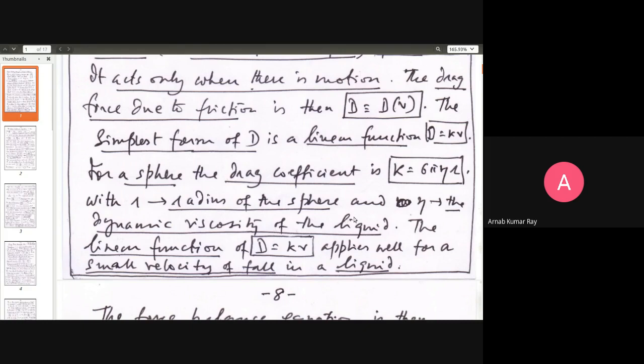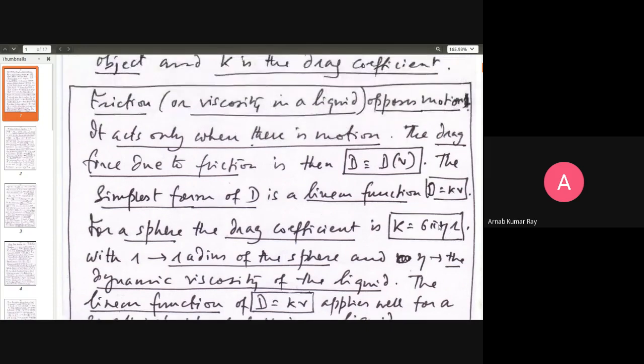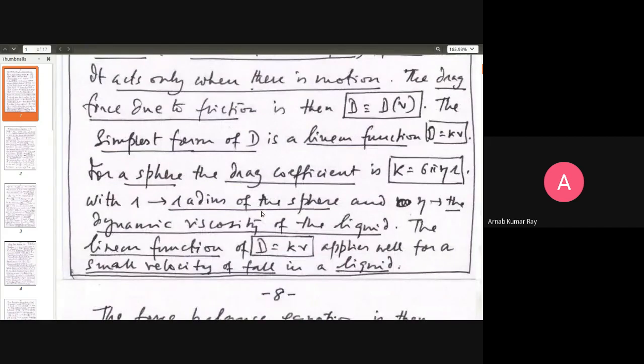But this, we are just referring to the dynamic viscosity of the liquid. So you can immediately see that this drag coefficient captures how much resistance is being offered to the flow of the object through the liquid. It will of course be, now you follow carefully, proportional to the viscosity of the material, but then it also has a dependence on the size of the object, the radius of the sphere. R is the radius of the sphere.